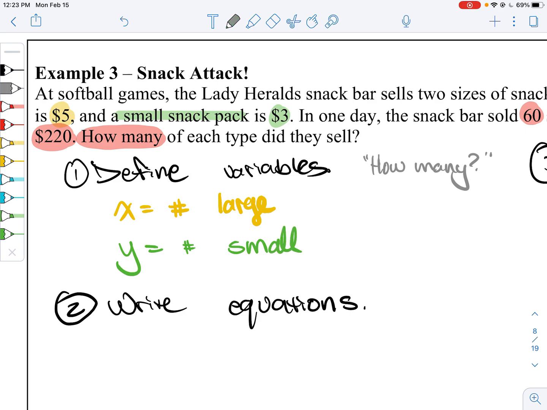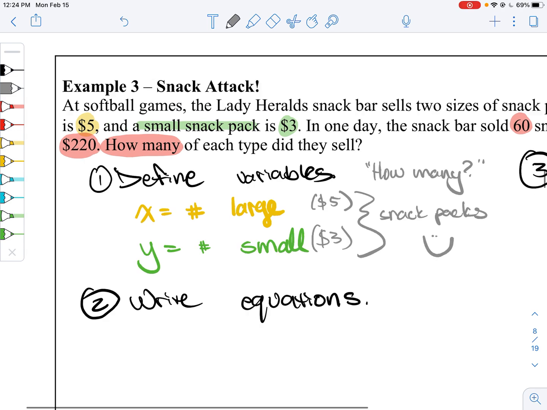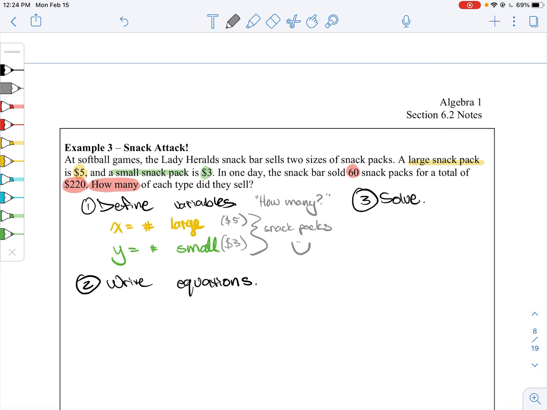Just to have all the information together, the large was $5, the small was $3, and these are both snack packs. And they were yummy. That's not in there, but I'm just going to assume that's true.